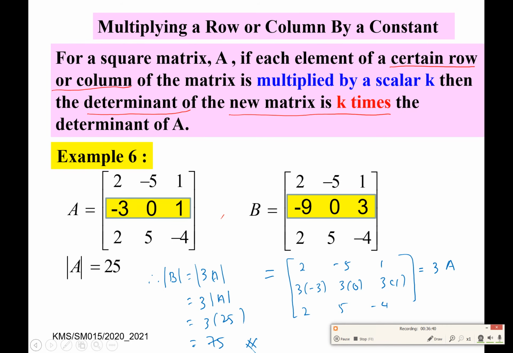So it is clear. Because the first row, 2, negative 5, 1, is the same in A and B, they have the same elements. The third row is also the same, 2, 5, negative 4. The difference is only in the second row, so check the second row.